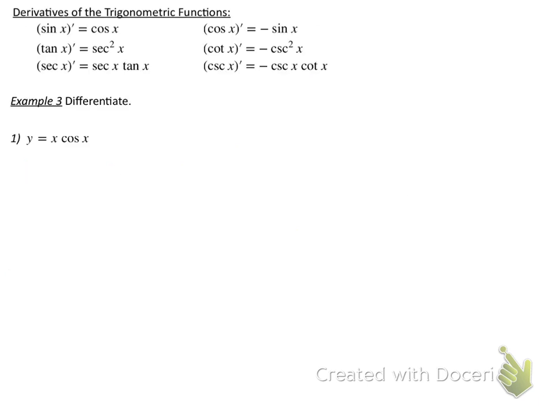Next, let's look at the derivatives of trig functions. The derivative of sine is cosine. The derivative of cosine is negative sine. The derivative of tangent is secant squared. The derivative of cotangent is negative cosecant squared. And secant has derivative secant tangent, and cosecant has derivative negative cosecant cotangent.